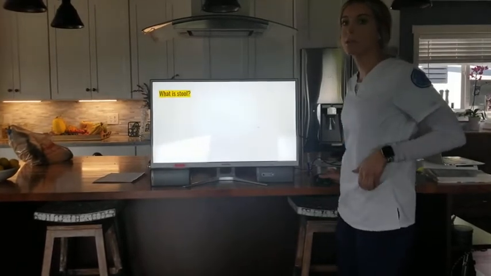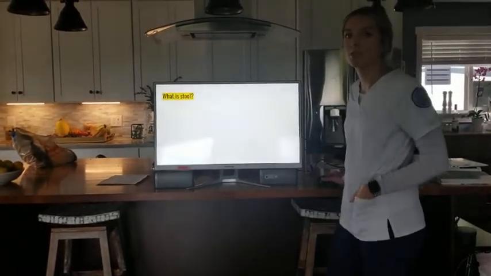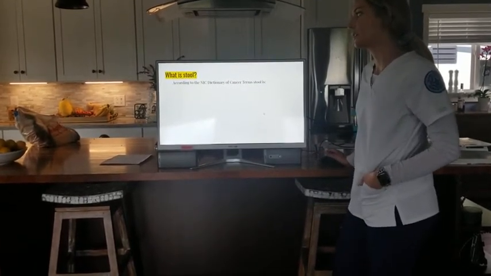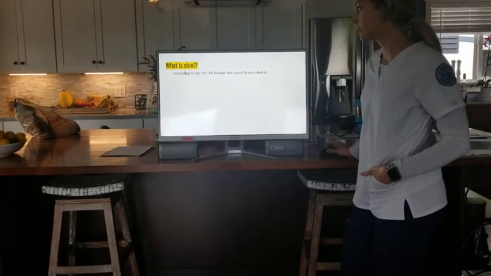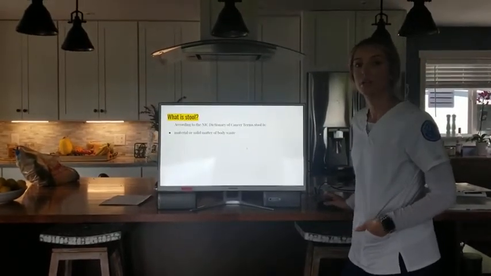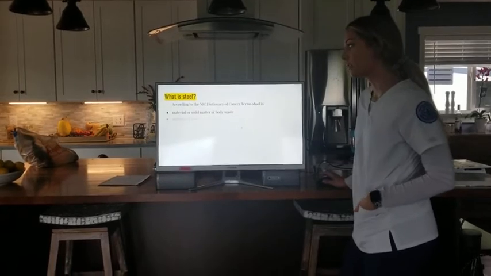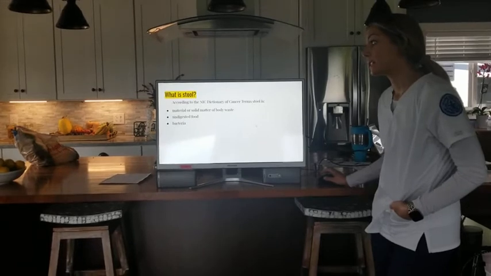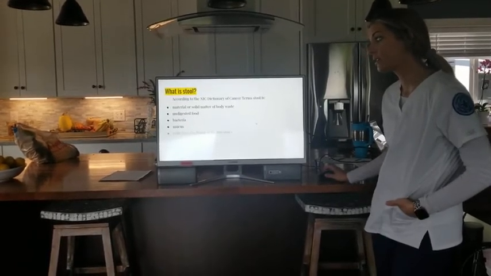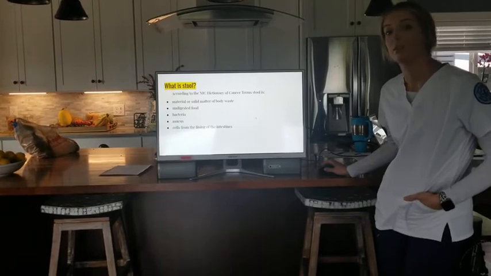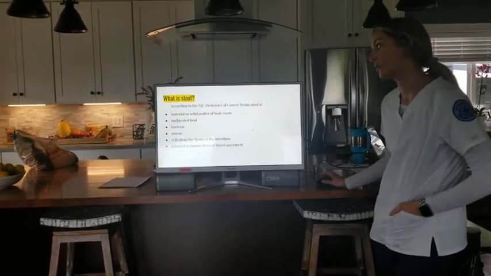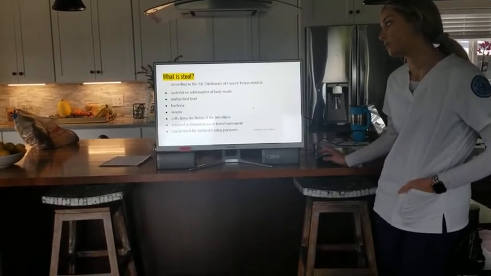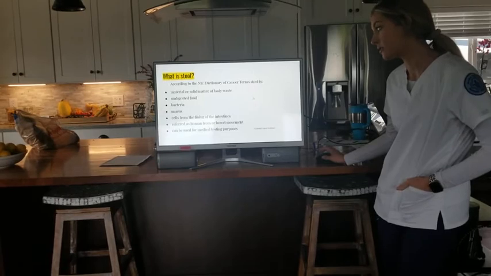Hi, I'm Emily, and I'm going to be informing you on what stool is and normal bowel movements. According to the NCI Dictionary of Cancer Terms, stool is material or solid matter of body waste. It is undigested food. It contains a lot of bacteria, mucus, and cells from the lining of the intestines. It's referred to either as human feces or bowel movements. It can also be used for medical testing purposes.